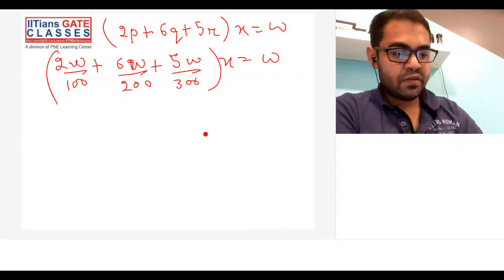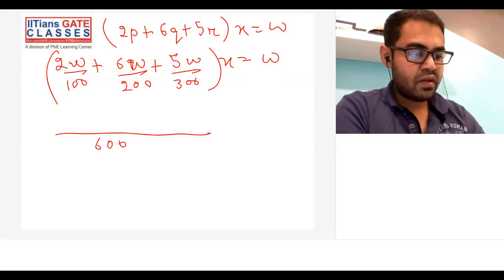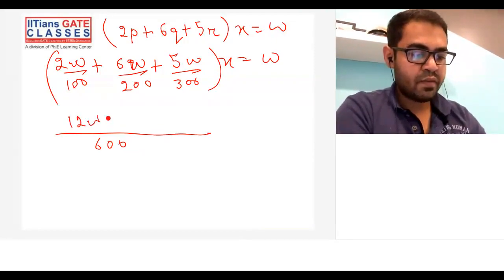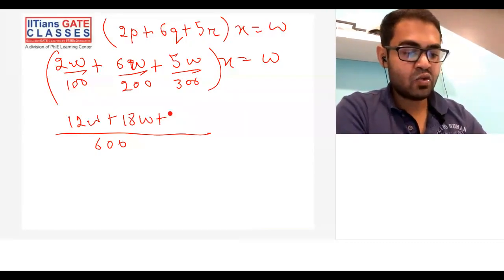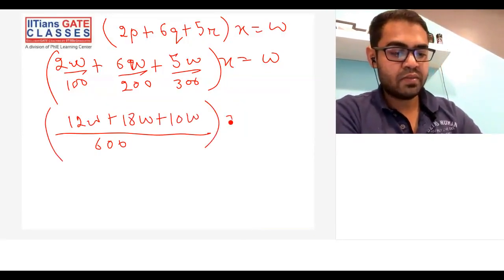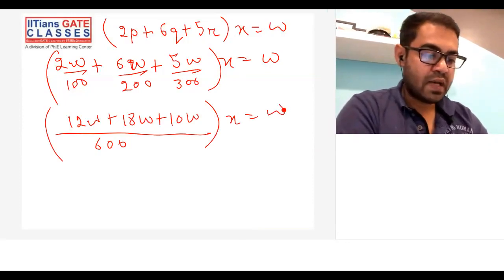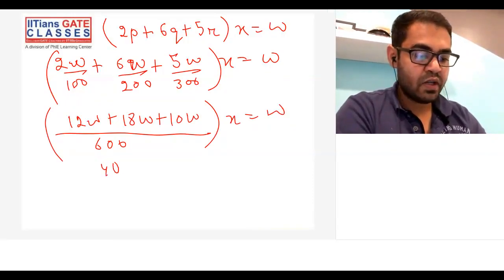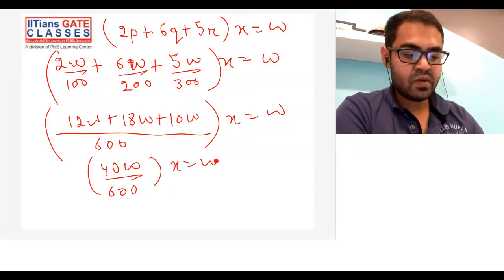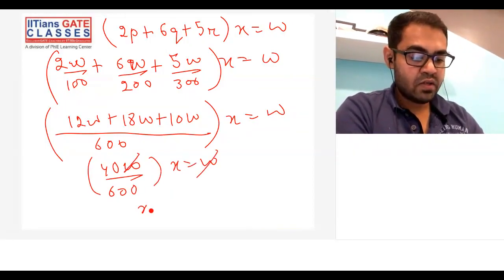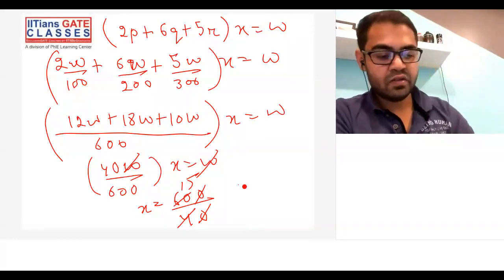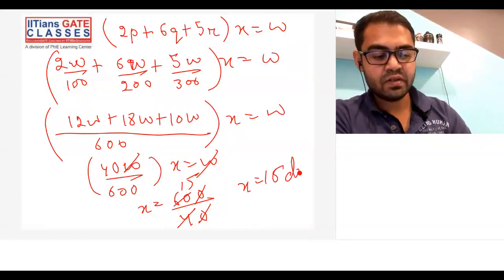Again we have to take the LCM. LCM becomes 600. This is 6 times, this 12, plus this is 3, so 18W, plus this is 2, so 10W, times X is equal to W. So we'll add: this becomes 30 plus 10, 40W by 600 into X is equal to W. So we'll cancel out this. So X becomes 600 by 40, which will cancel and you'll get 15. So X is 15 days.